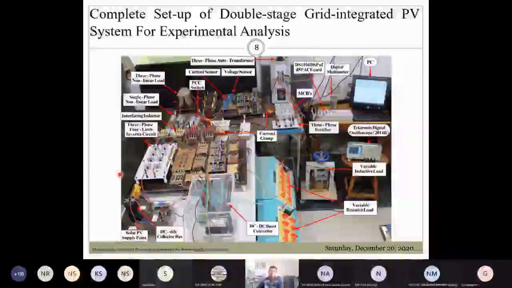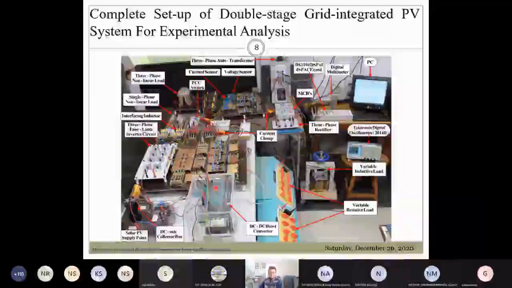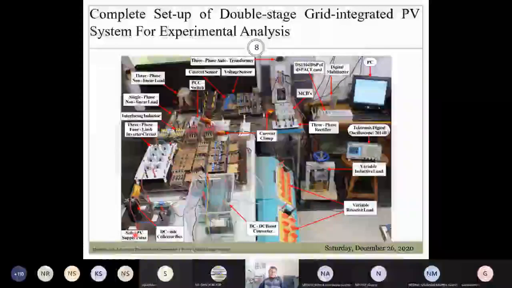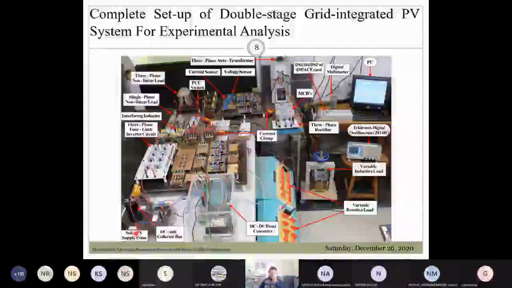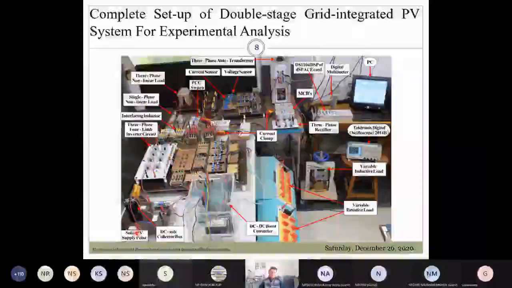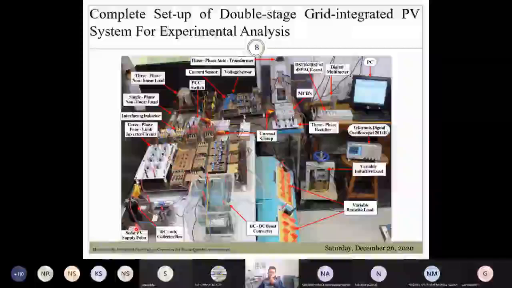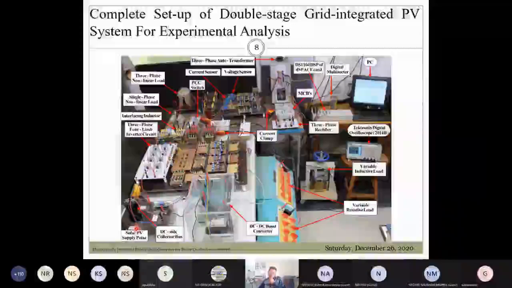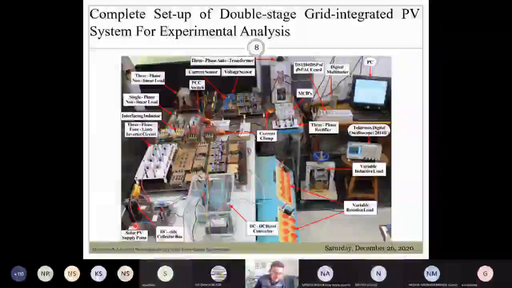Proceeding further, this is the complete setup. As you can see, this is the inverter circuit. This is your boost converter at this point. I have used live solar panels. I have not used solar emulators to mimic the characteristic of the solar PV array. In fact, I have used live solar panels. I have used 500 watt solar panels, that is, 250 watt SUCAM solar panels. I have connected two of them in series. The parameters will be discussed in the subsequent slides.